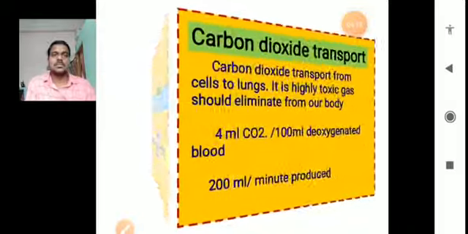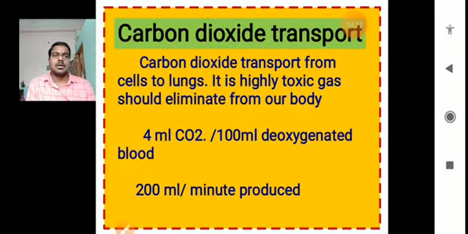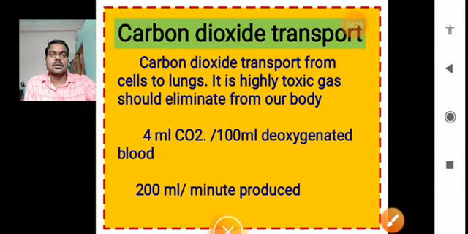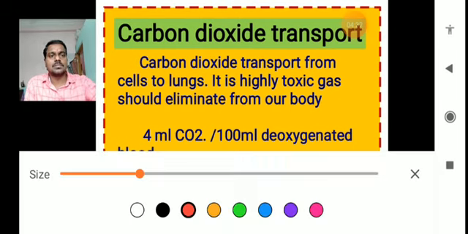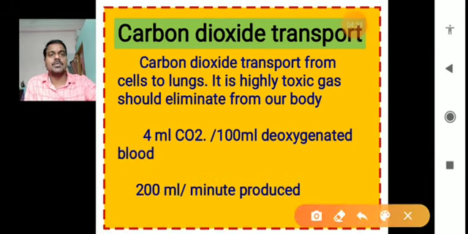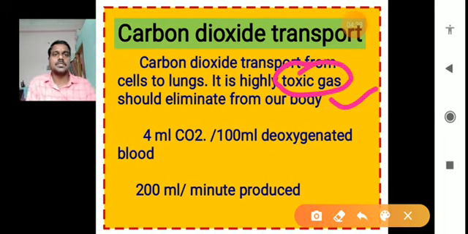Right. So this is carbon dioxide transport from cells to lungs. It is a highly toxic gas that should be eliminated from our body. The toxic gas should be eliminated from our body, from the cells to the lungs.